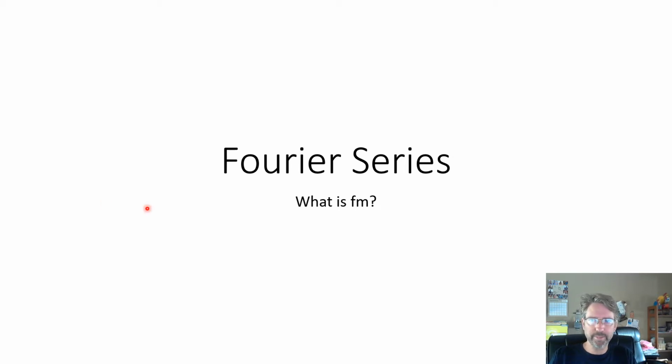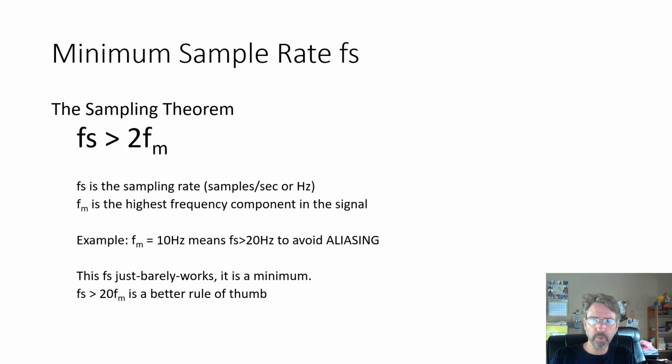Okay, so in these slides, we're going to look at using the Fourier series to find the frequency content of a signal. So remember, our application here is the sampling theorem. We're trying to find what the maximum frequency is in our signal so that we can sample at least twice as fast as that maximum frequency.